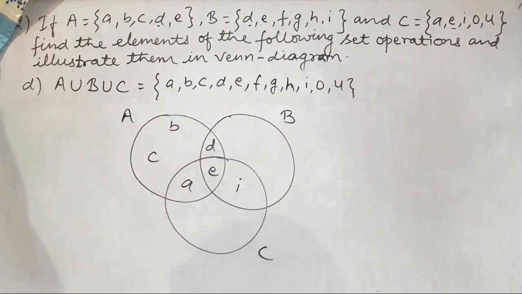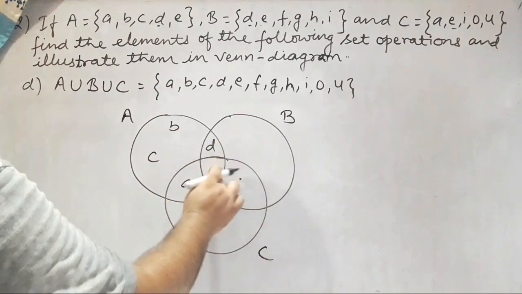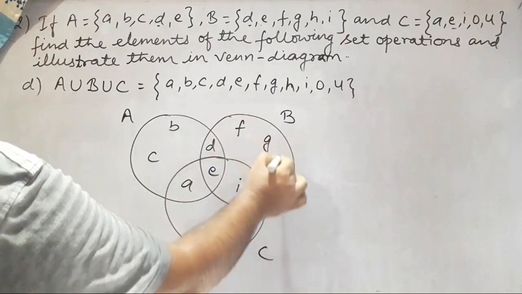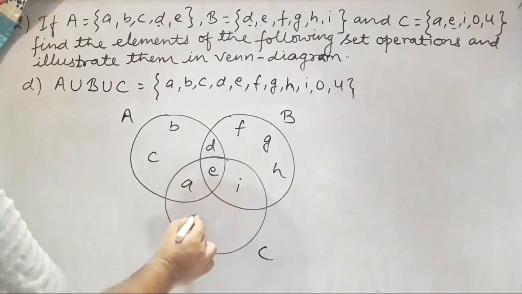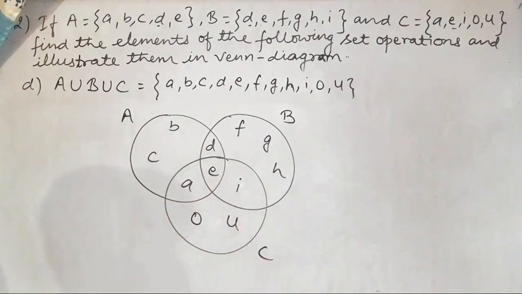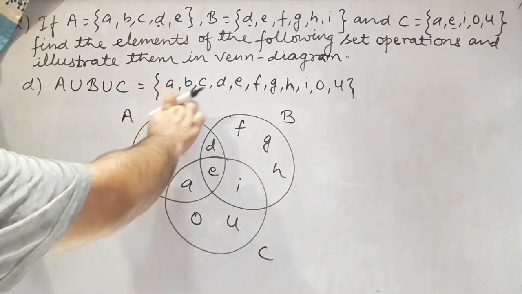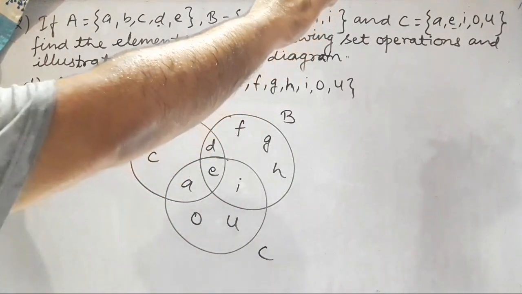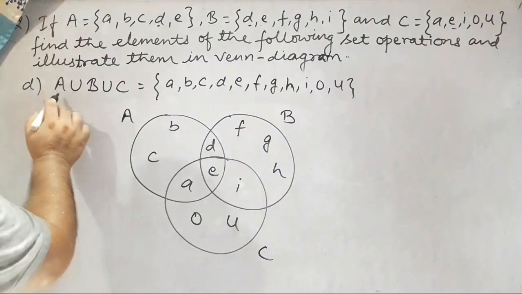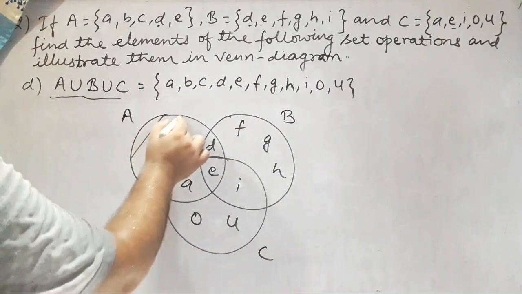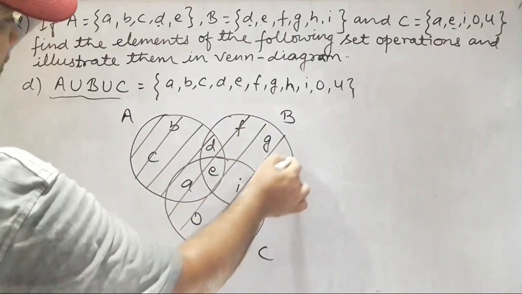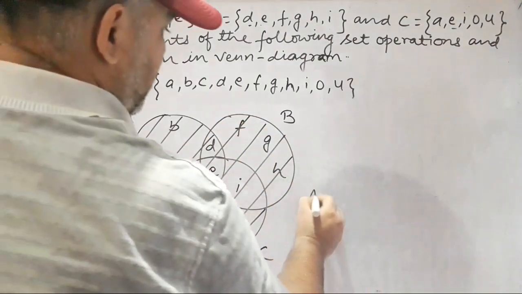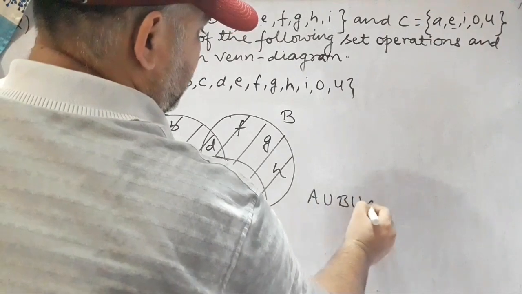B and C, and here D, E, F, G, H, and here the elements A, I, O, U. The elements O, E, and U are common there. Now we have to set the elements A, B, C, D, E, F, G, H, I, O, U. That is A union B union C, the whole part. So this is A union B union C.